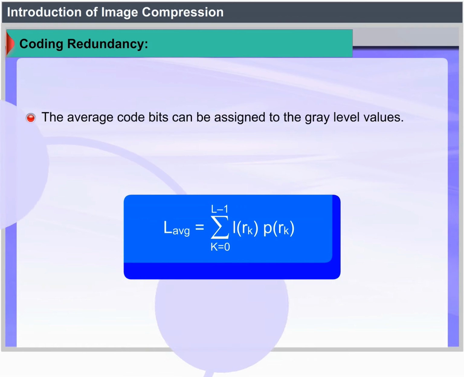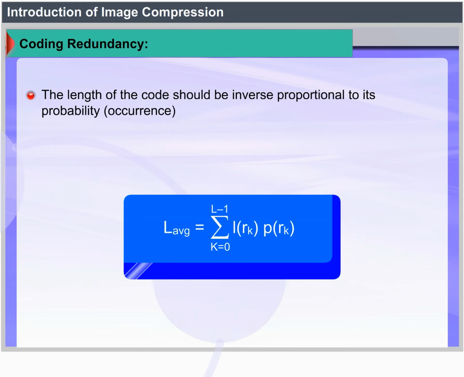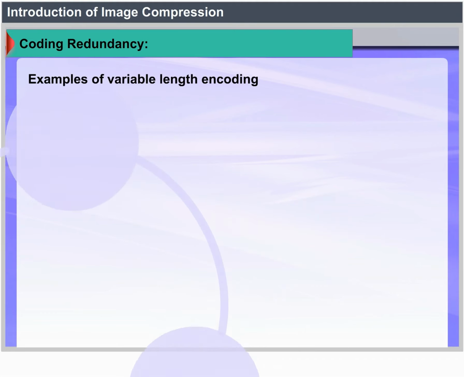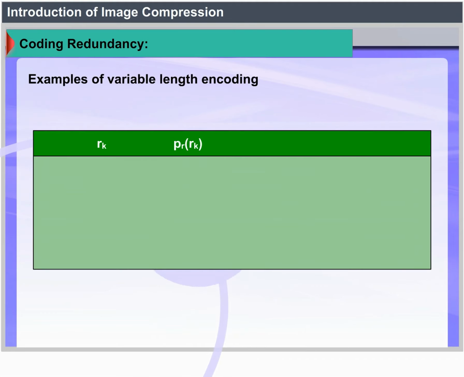The average code bits are assigned to the gray level values. The length of the code should be inversely proportional to its probability of occurrence. Examples of variable length coding are given in the table as seen.